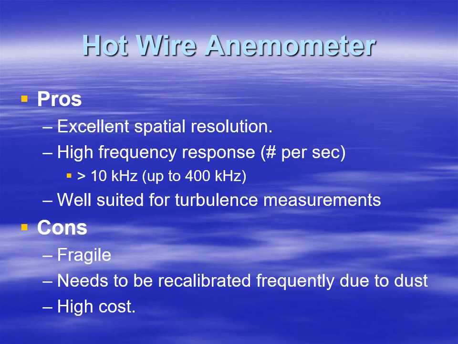But the con is that since it's such a very small wire, it can break very easily. It's fragile. If you use these on an aircraft when you're flying through rain or hail, they'll break frequently. Of course, they need to be recalibrated, and they're costly. Just picking up a hot wire anemometer to be used in a lab is typically anywhere from $600 to $1,000 or more. So that's an overview of hot wire anemometers, and we'll continue a conversation on anemometers in another PowerPoint presentation.